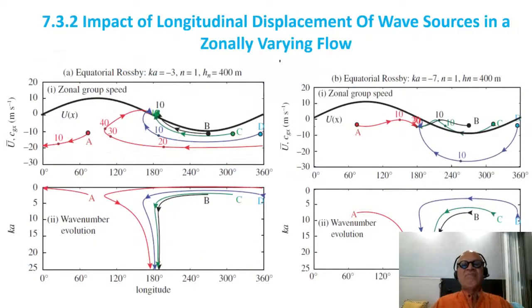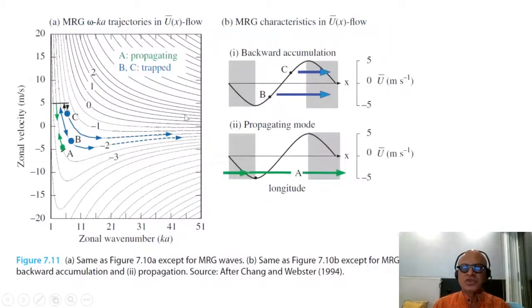Now let's look at the impact of longitudinal displacement of wave sources in a zonally varying flow. So we still have these zonally varying flows, and we are releasing equatorial Rossby waves, and next we will do mixed Rossby gravity waves of different wave number. Here -3, which is fairly long compared to -7, meridional mode 1, with an equivalent depth of 400, which was also assumed here.